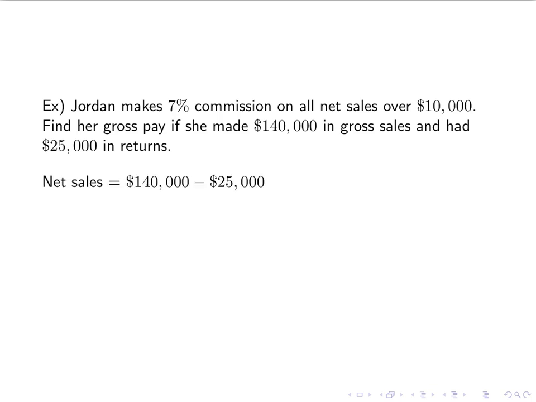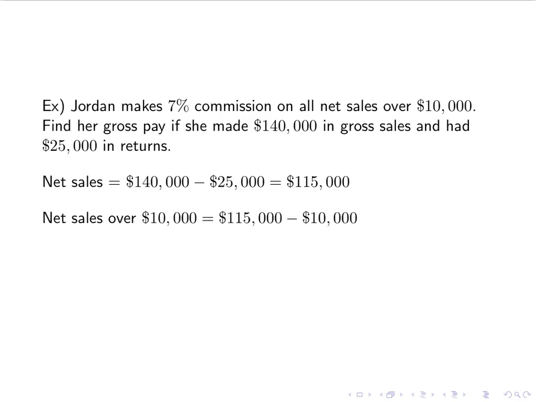Again, the first thing we have to do is find net sales. The gross sales minus the returns, $140,000 minus $25,000 gives us $115,000. And then we need net sales over $10,000. So we're going to take the $115,000, subtract the $10,000 that she's expected to do, and we end up getting that she'll get commission on $105,000. So 7% is 0.07. 0.07 times the $105,000 gives us $7,350 in commission.